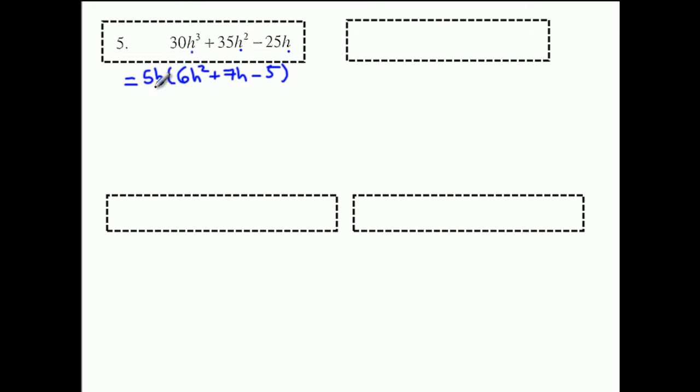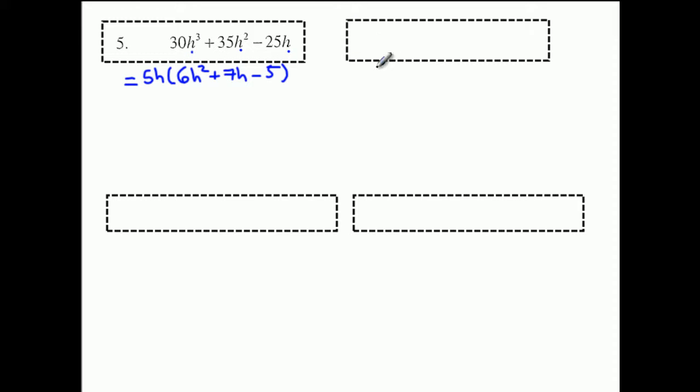So if I distribute this 5h back in, I get 30h cubed plus 35h squared minus 25h. So how many terms do we have? We've got 3 terms. It doesn't look like I can pull out any more numbers or letters from here. We have a trinomial where the first coefficient is not 1, so we have to either do trial and error or the X factor method.